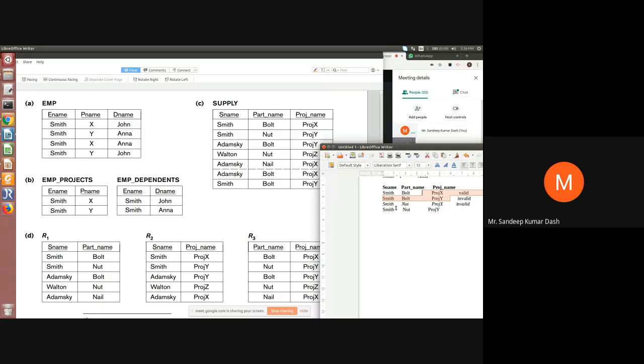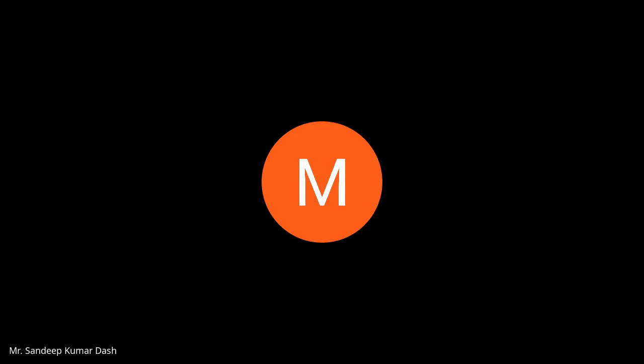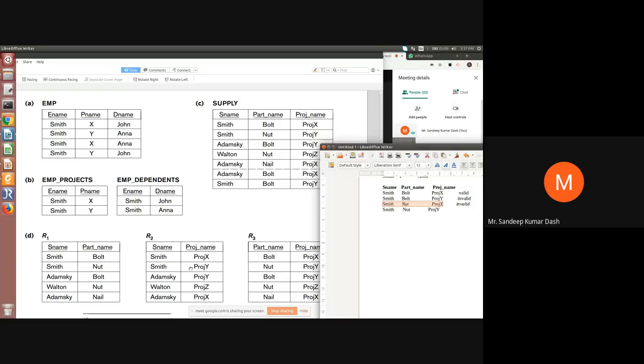But you will never get Smith nut project X. You see, nut project X is not present here, so you will never get this combination. But you will get nut project Y because that was present here. Smith nut project Y will be combined with this nut project Y. So we will get this row. So these 1, 2, 3 are valid. This is invalid. You do not get the original relation back. If you combine R1 with R2, or R2 with R3, or R1 with R3, you will not get the R.